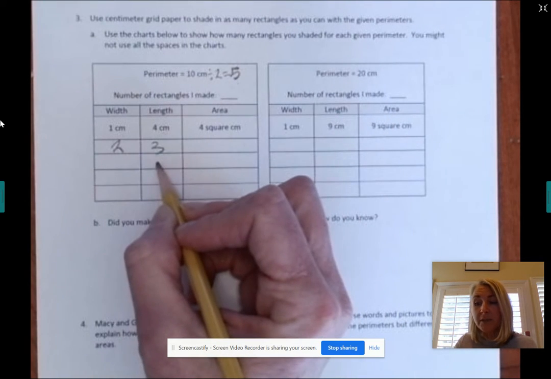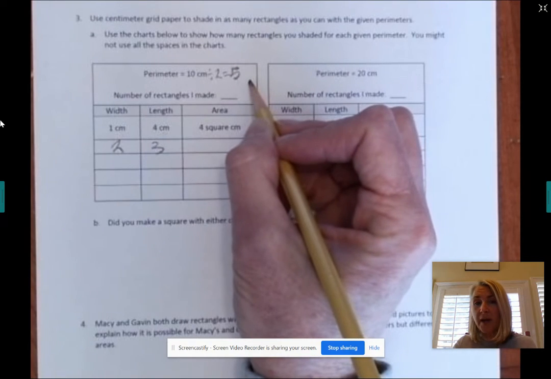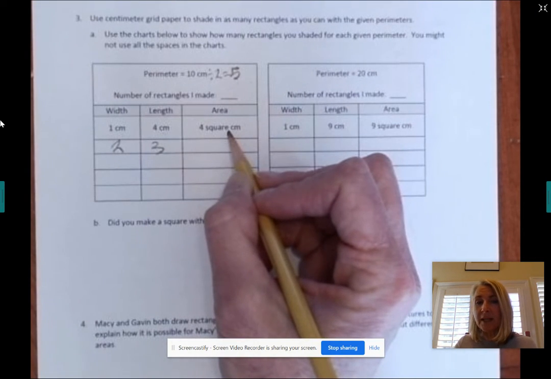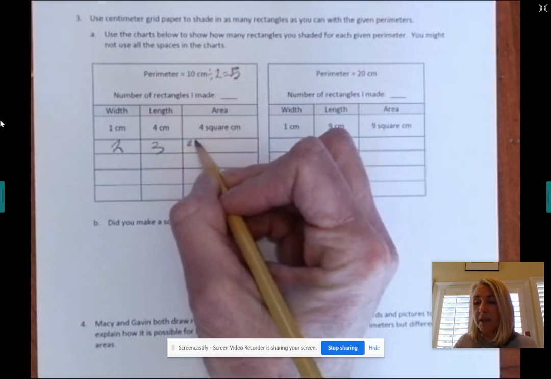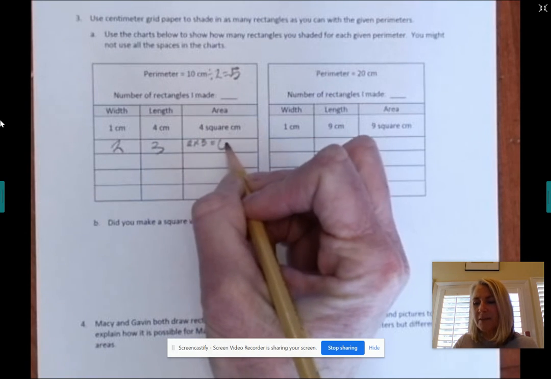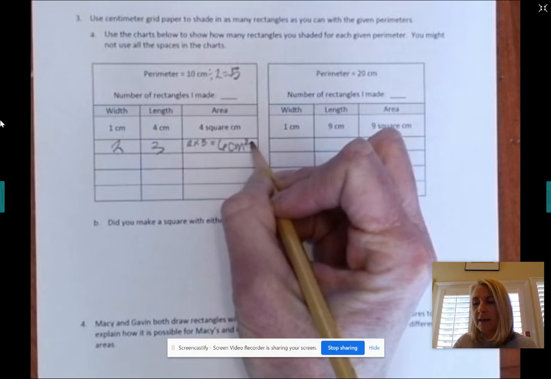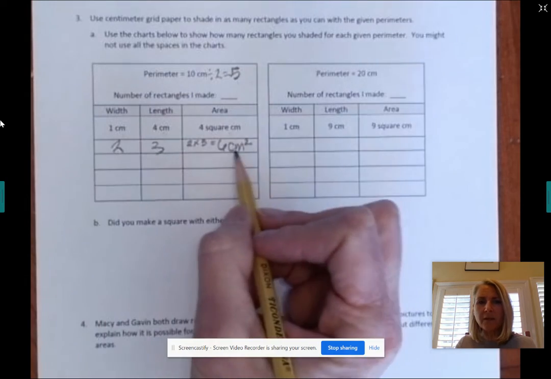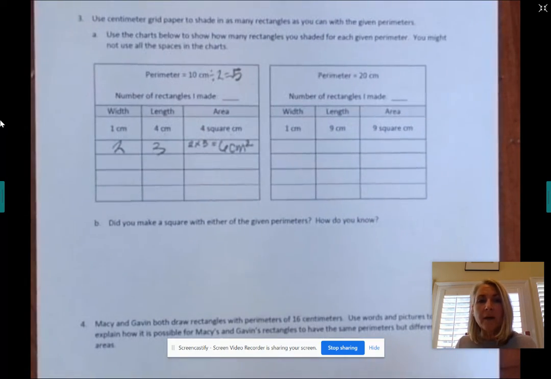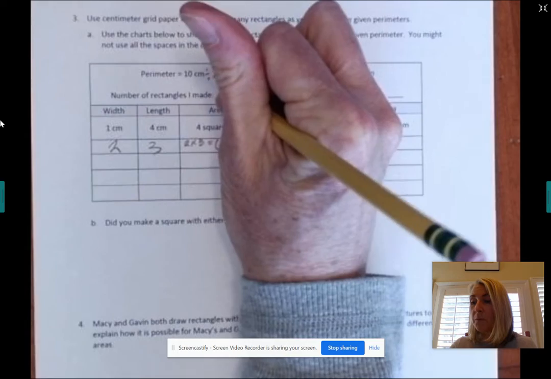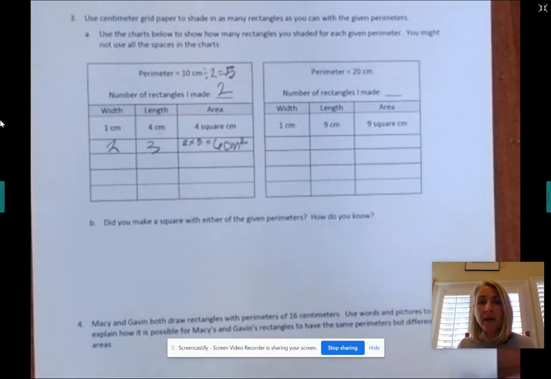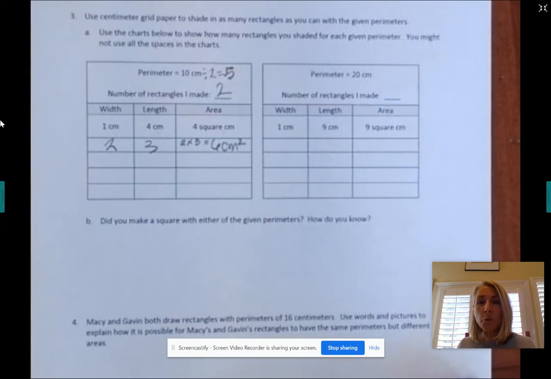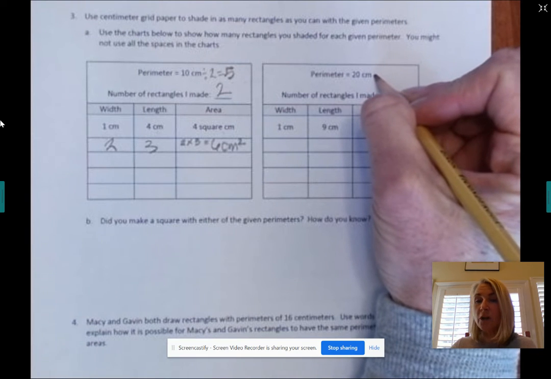And then a 3 plus a 2, that's the flip, equals 5. So instead of just putting the area here, I would suggest you then write the math problem, so you don't accidentally do multiplication here or addition here. So we've made 2 rectangles for a perimeter of 10. For a perimeter of 20, again, don't forget.